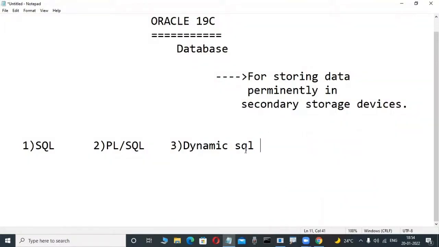SQL is a common one. Okay, but syntaxes are different and also functions are different. Already I'm telling you.